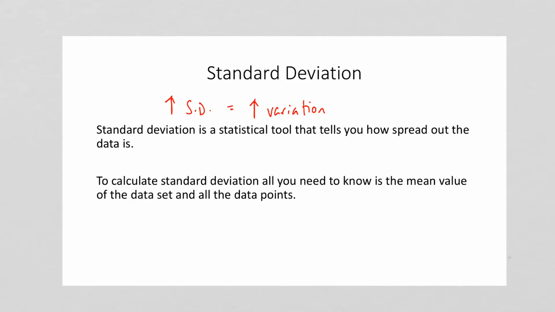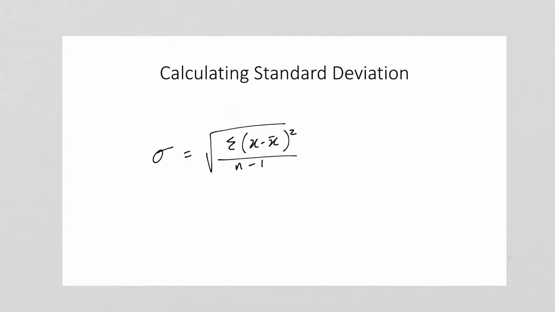Let's have a look at the equation. So standard deviation is equal to the square root of the sum of all values take away the mean squared divided by the number of terms take away 1. In some textbooks, instead of having the sigma sign there, you'll have an S sign for standard deviation.